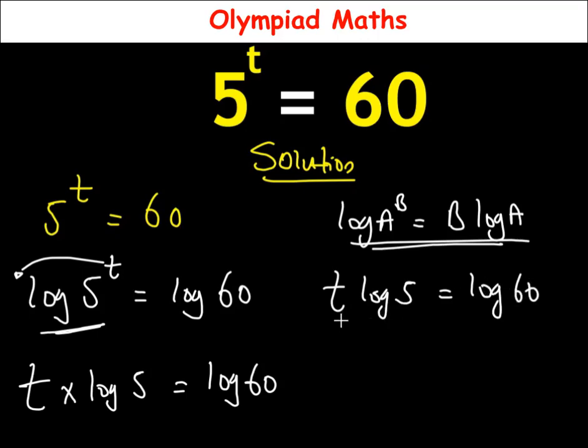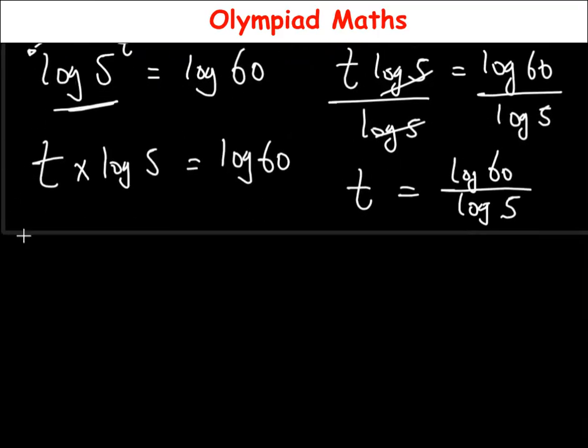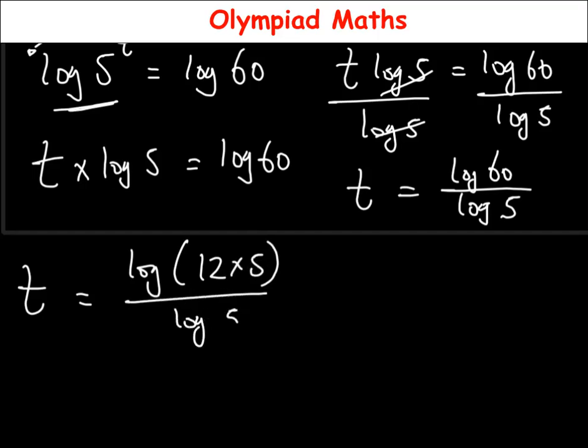From here, to then solve for t, divide both sides by log 5 over log 5, such that log 5 cancels log 5. The value of t is equal to log 60 over log 5. Okay, so next, to simplify the value of t further, we can express 60 as 12 times 5. So log 60 becomes log of 12 times 5, then all over log 5.